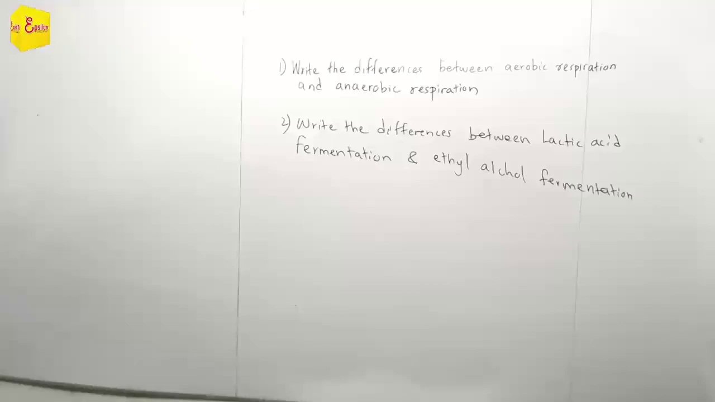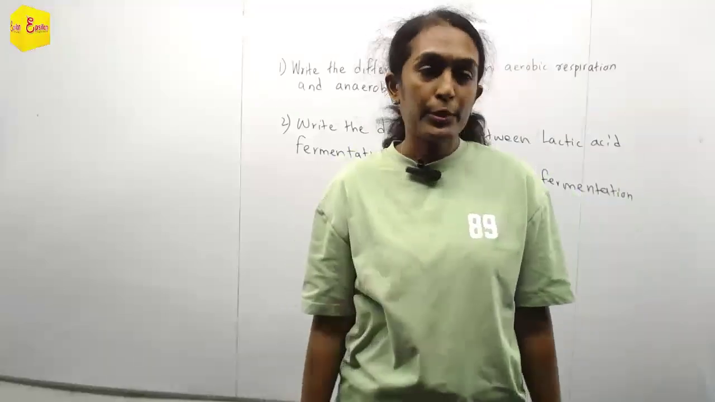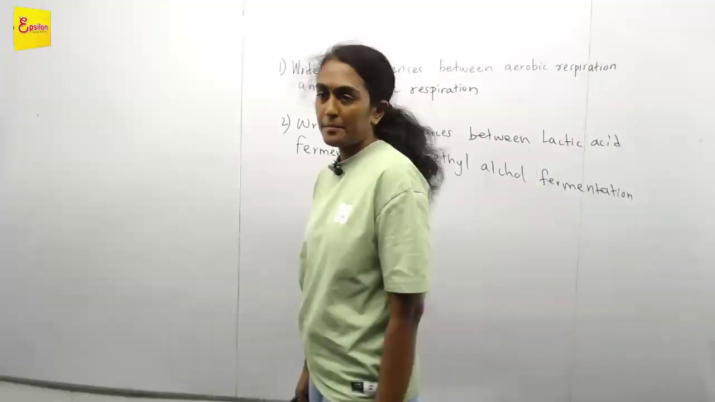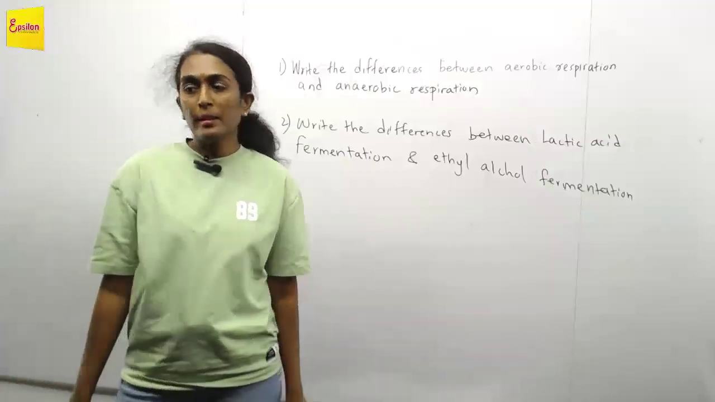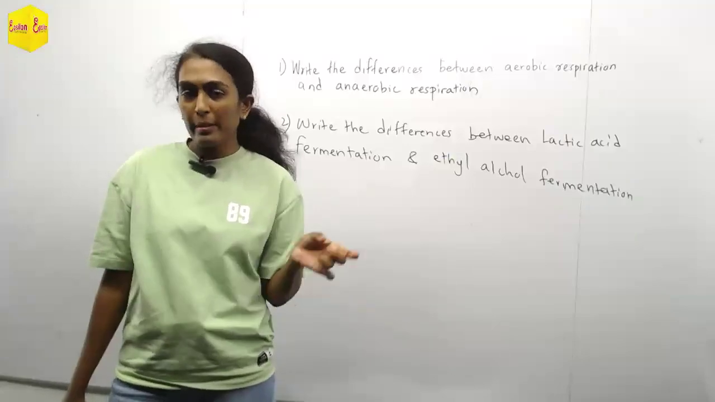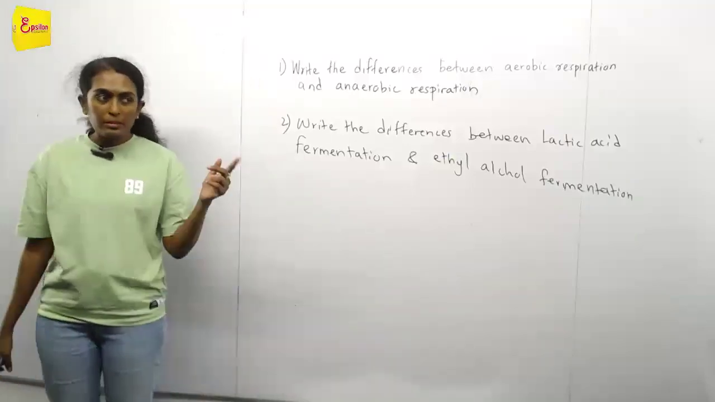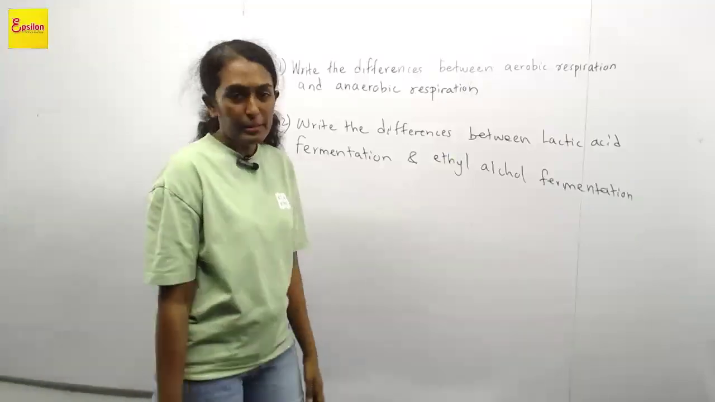Acetyl group is maybe related with this one, but it is combining with coenzyme A to produce acetyl coenzyme A. But acetyl group must be related with acetaldehyde because both have two carbons.